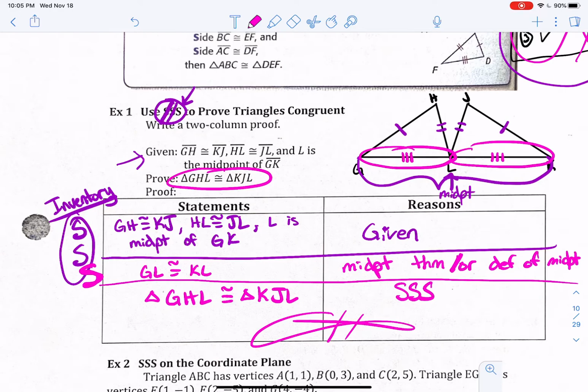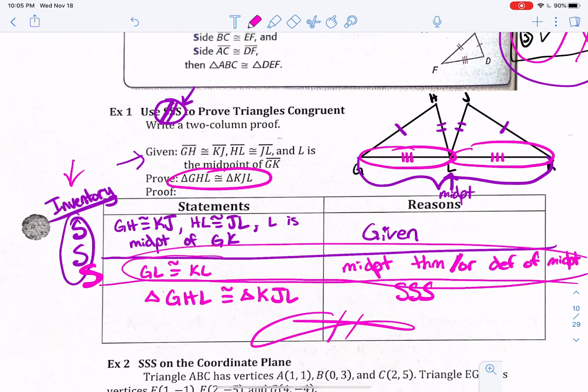So these proofs all look exactly the same. I would really suggest you taking inventory on the side to list out what you have and what you need, and then it just makes it really easy. This middle step is all that you have to come up with. And remembering the reasons is probably one of the harder things to do, okay?